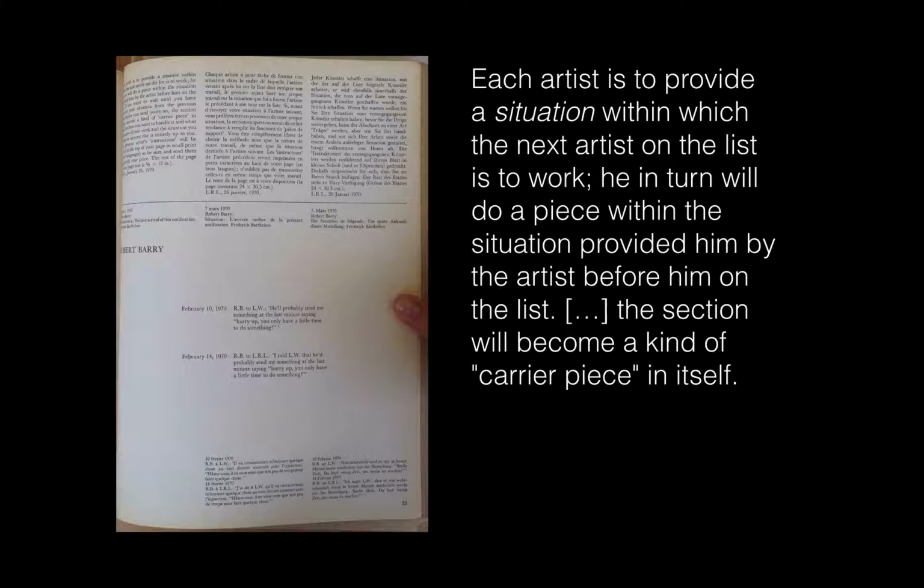And of the sections with several artists involved, Lepard's, I think, probably worked best as a coherent entity. She had provided the artists with a short instruction, which was reproduced at the beginning of her section, and I'll read that. Each artist is to provide a situation within which the next artist is to work. He, in turn, will do a piece within the situation provided him by the artist before him on the list. And then she says, this way the section would become a kind of carrier piece in itself.